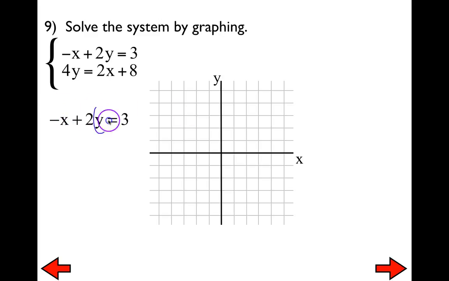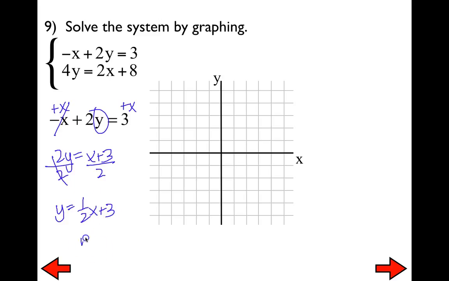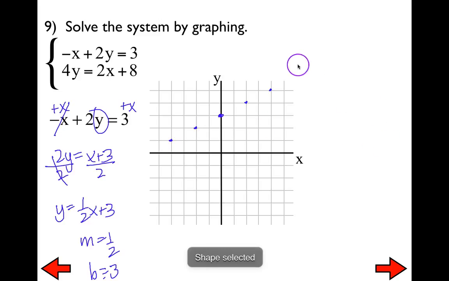For these reasons, I'm going to add x to both sides, leaving me with 2y equals x plus 3. We're going to divide both sides by 2, leaving me with y equals 1/2 x plus 3/2, where my slope is 1/2 and b is 3/2. So starting on 3/2, my slope is up 1 over 2, up 1 over 2. Continue this pattern until you have a line.